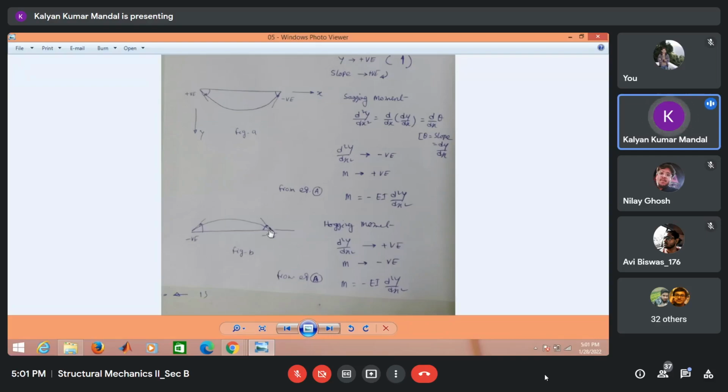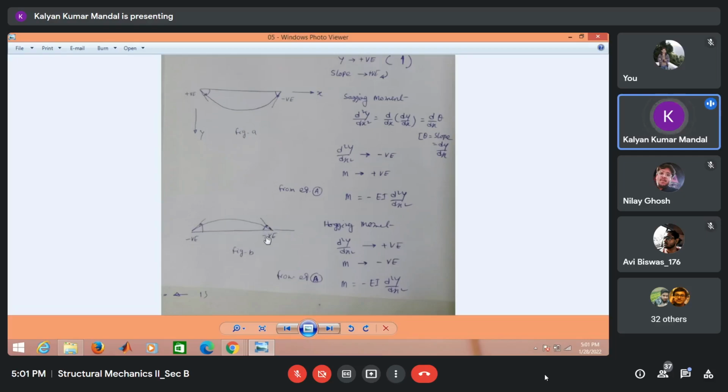And again, at the right hand side point, the slope is clockwise in nature. That means this is not negative, this should be positive. At this point, the slope is clockwise in nature. That means it is positive, because of this axis system. If the slope is clockwise in nature, that should be considered as positive.